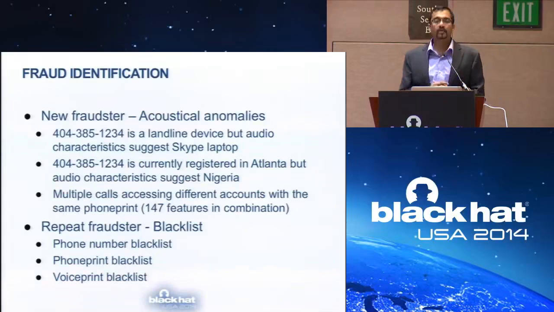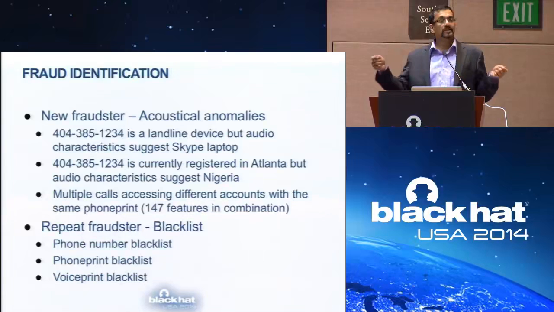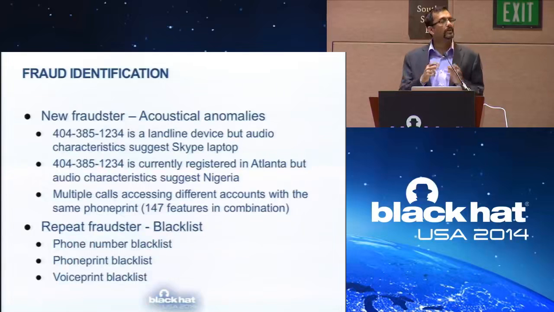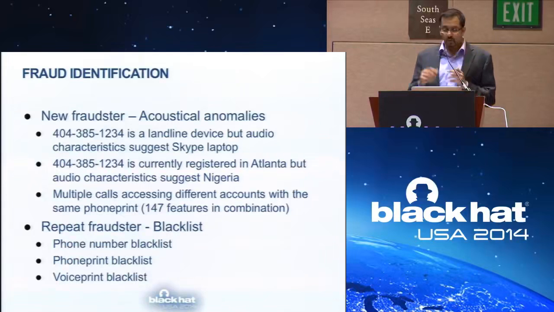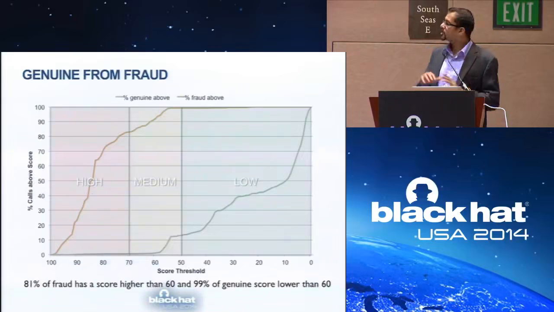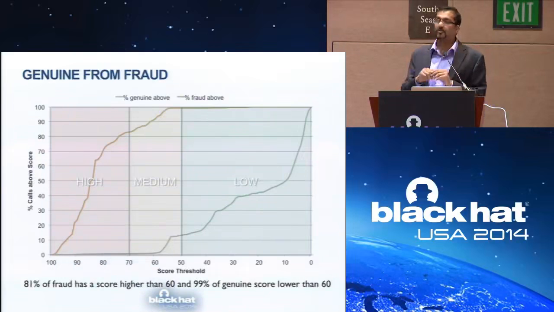Another anomaly that we look for is if we find the same 147 characteristics of the phone print on calls that are accessing multiple accounts. Why is that same phone print accessing 20 different accounts? There's something very strange with that. So that's a little bit of the anomalies. Once we identify these 147 characteristics for these fraudsters, we can immediately identify them if they ever come back again. We'll show you a little bit of how we identify them when they, for example, change their voice. So with this system, what we're able to do is separate out the good calls from the bad calls.